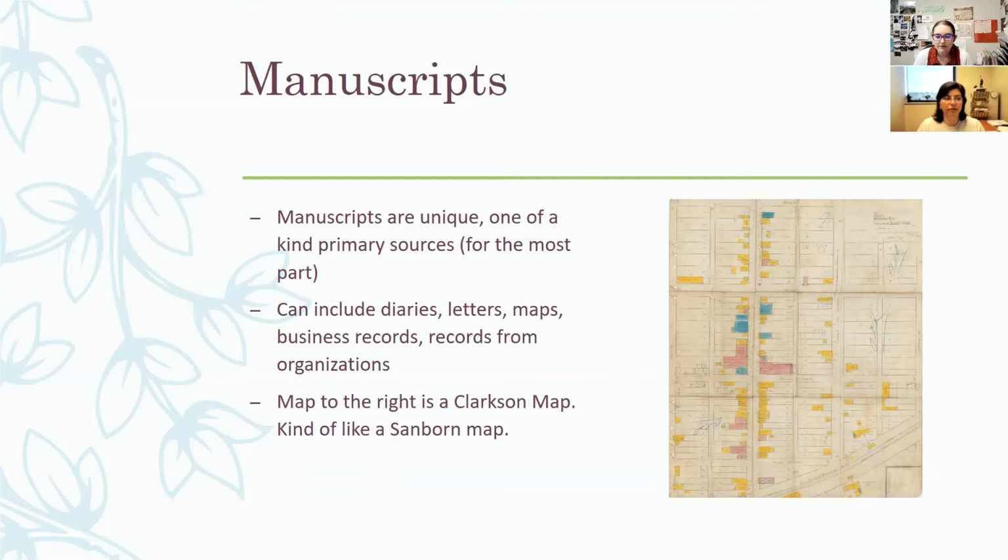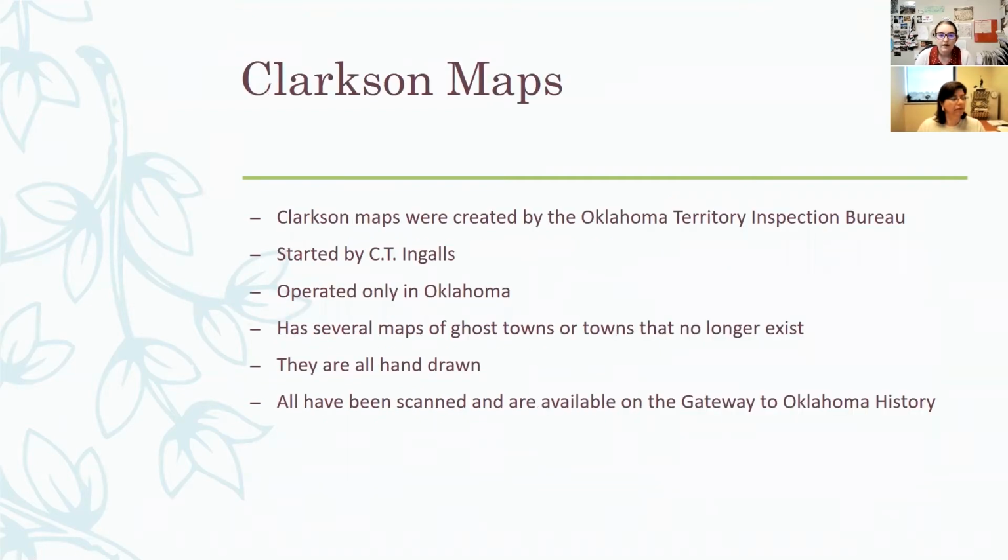So the map that's shown here is a Clarkson map. It's kind of like a sandboard map. On the next slide, we'll talk a little bit more about the Clarkson maps. The Clarkson maps were created by the Oklahoma Territory Inspection Bureau, and they were started by C.T. Ingalls, who was a former fire marshal, and they operated only in Oklahoma. So they have several maps of ghost towns, or towns that no longer exist. And they have way more maps of Oklahoma than, say, the Sanborn Map Company, because they were strictly Oklahoma.